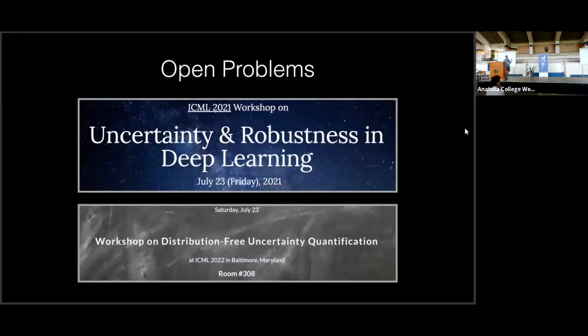And if you want to see a sample of what the research community is doing now, there are two relatively recent workshops that will be of interest to you. One happened at ICML 2021, Uncertainty and Robustness in Deep Learning. And in 2022, there was the workshop on distribution-free uncertainty quantification. You can look up these workshops on the internet and look at the papers they accepted. This gives you a good summary of the open problems that people are working on.